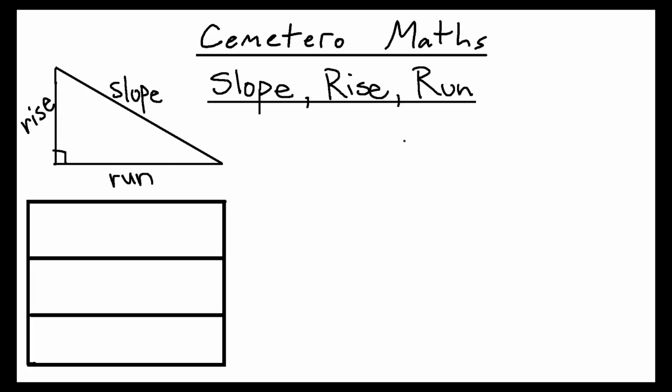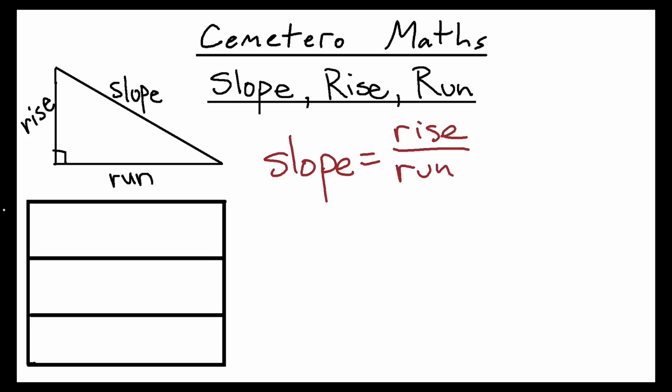Geometry math: slope, rise, and run. There are three variables: slope, rise, and run. If you know two, you can know the third. For the slope, we know that slope equals rise over run. So that's our first equation.